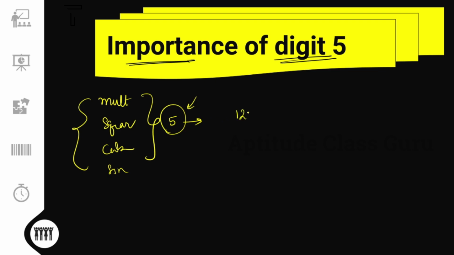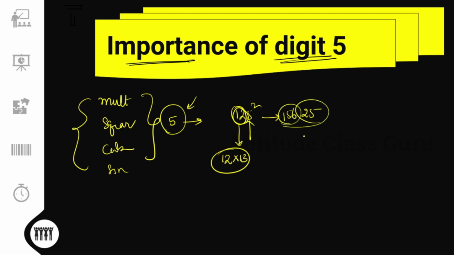For example, 125 square we have to find. It's very easy, guys. Just, what is 5 square? 25. And what is the number you have left with? 12. And multiply this 12 with the next number 13. So 12 13s are 156. So answer completed. 156 and 25. So the answer for the square of 125 is 15625. That's it. Very simple, if you know all the shortcuts.